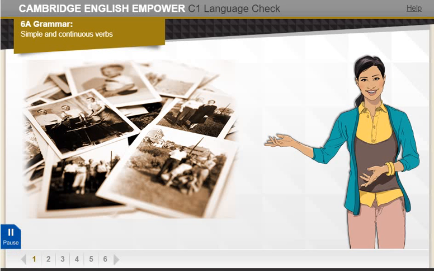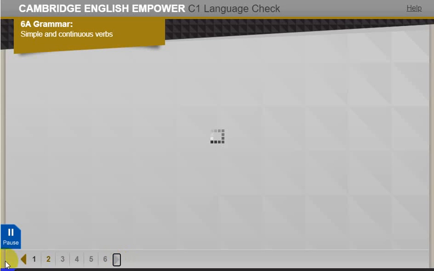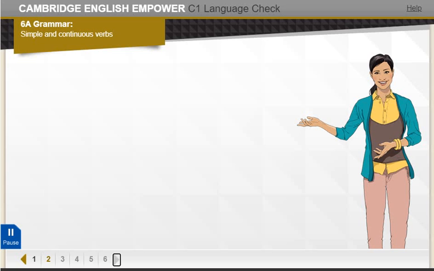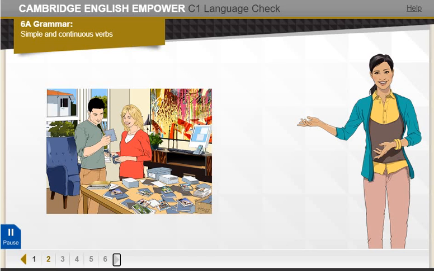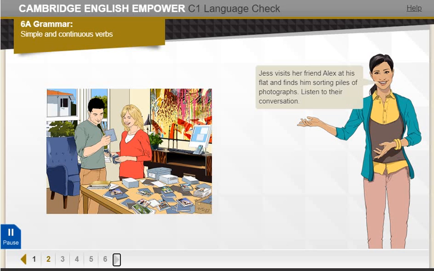In this unit, you studied simple and continuous verb forms. Let's take another look at them. Jess visits her friend Alex at his flat and finds him sorting piles of photographs. Listen to their conversation.